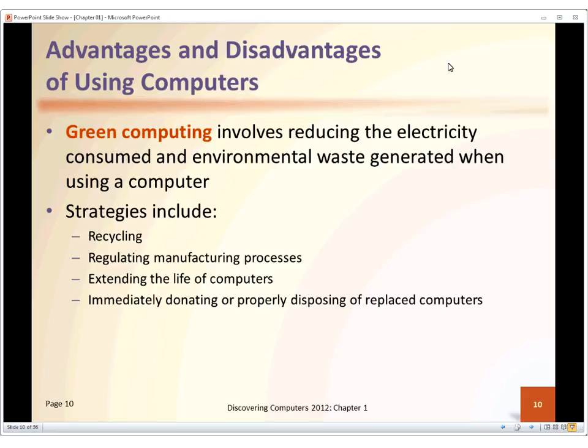So here at Ohlone we actually have a recycling program. We take in computers that are out of warranty, we refurbish them in our computer repair class that we offer here on campus, and then redistribute those for continued use at neighborhood schools and nonprofits and such. So green computing, reducing the amount of electricity, reducing the waste, and then regulating that as well.